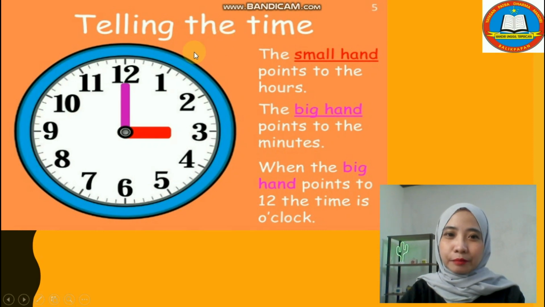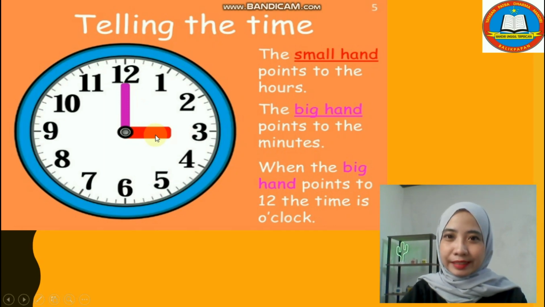To tell the time, look at this clock. There is a clock here. There are two hands, big hand and small hand. Big hand is taller than small hand. Big hand is the purple one and small hand is the red one. Big hand shows the minutes and small hand shows the hours.